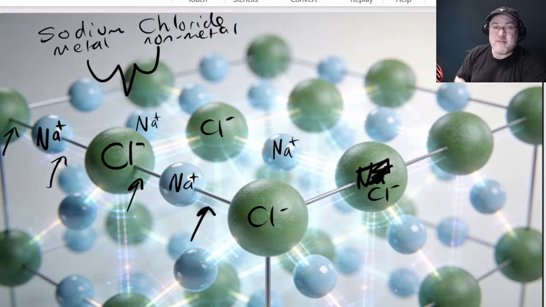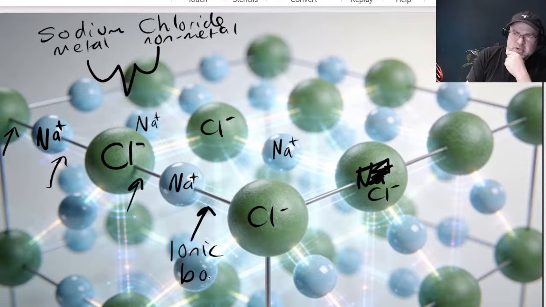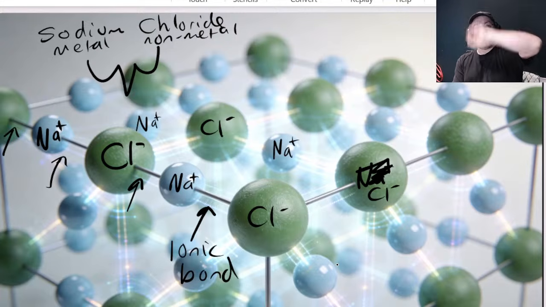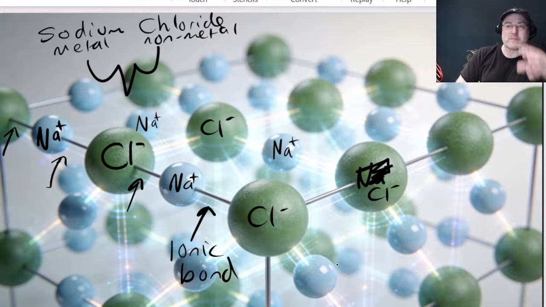Now, if you can remember the definition of an ionic bond, I'm not going to write it because I don't want to waste all that time. How have I got 2 chlorines next to each other? That makes no sense. This diagram is so poor. You wouldn't have 2 chlorines like that. They repel each other. Anyway, the definition of an ionic bond is an electrostatic force of attraction between oppositely charged ions.